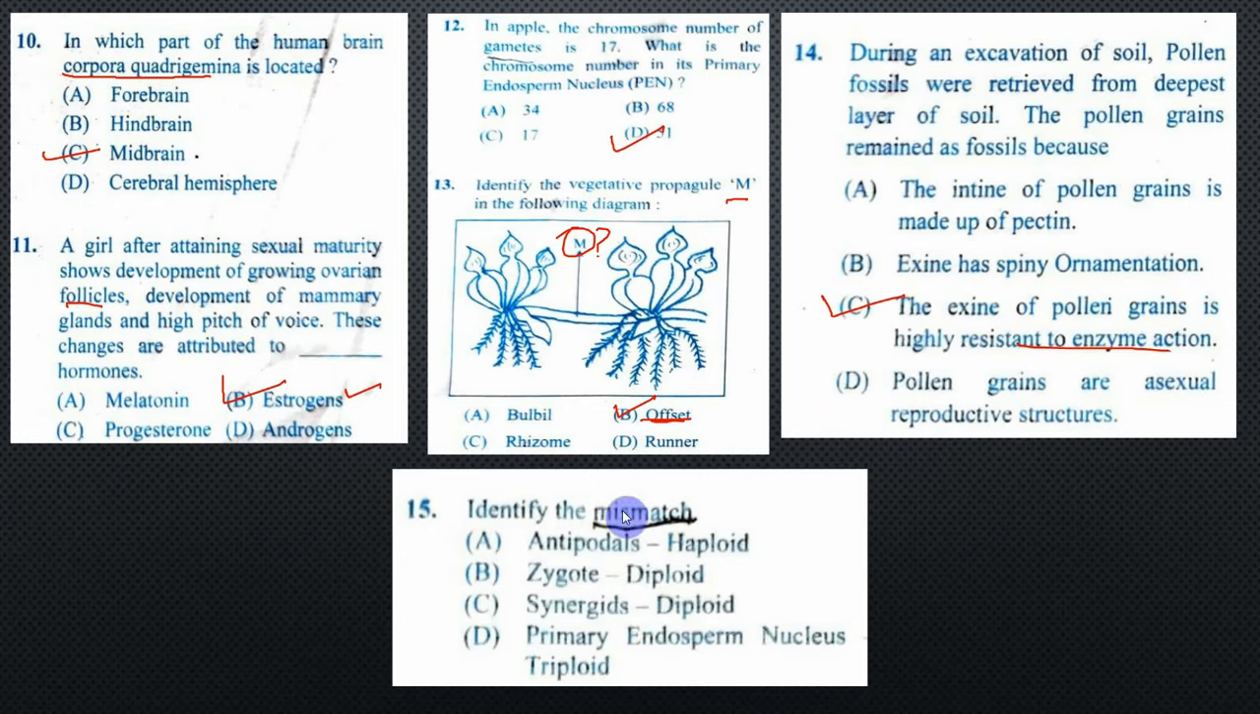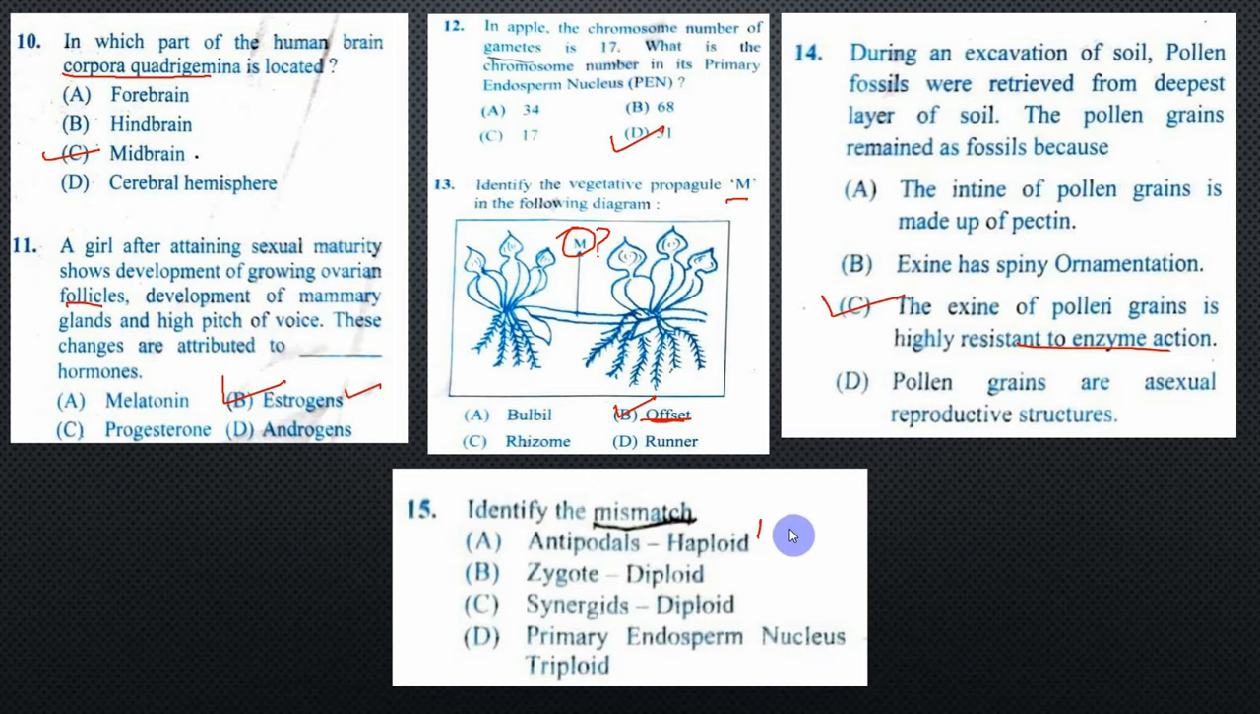Moving on, identify the mismatch over here. Again, there has been a mark on the question. So they have given antipodals, haploid, zygote, diploid. C is synergid, matched with diploid, and primary endosperm nucleus, that is triploid. So you have to identify the mismatch one.